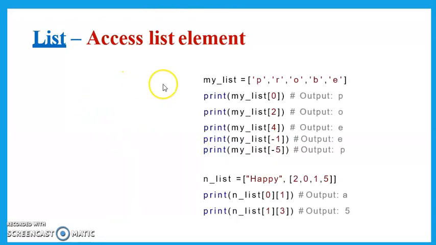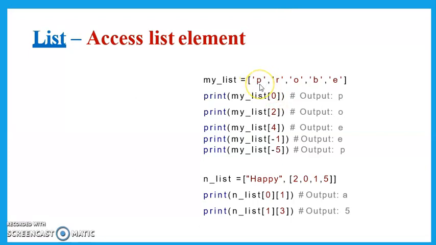Next, how to access list elements. For example, consider the list my_list, which consists of 5 characters. To print the first character of this list, we have to print like this. We can access the first character using the name my_list. my_list is the name of the list. Within the square brackets, you have to give the index of the particular character.